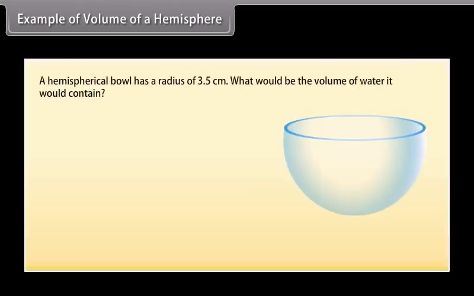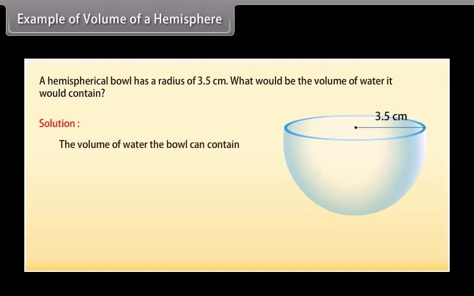Example of volume of a hemisphere. A hemispherical bowl has a radius of 3.5 cm. What would be the volume of water it would contain? Solution. The volume of water the bowl can contain is 2/3 pi r cube, which equals 2/3 into 22/7 into 3.5 into 3.5 into 3.5 cm cube, which is equal to 89.8 cm cube.